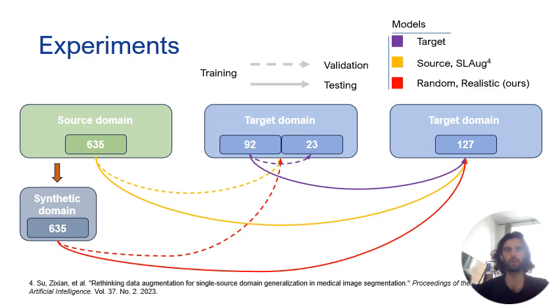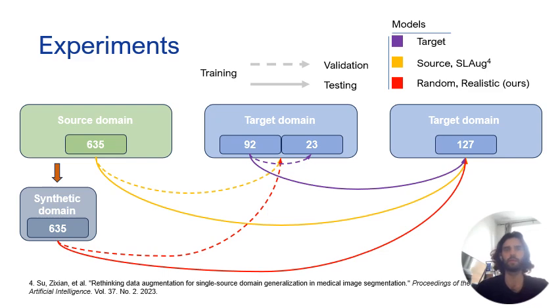Then in yellow, we have the models trained directly on the source domain, and this represents the domain generalization setting. We have the source model, and this model is trained in the same way as the red models, using the same spatial and intensity augmentations, but we simply train it directly on the source domain, so in this case, the T1 weighted images of the ATLAS dataset.